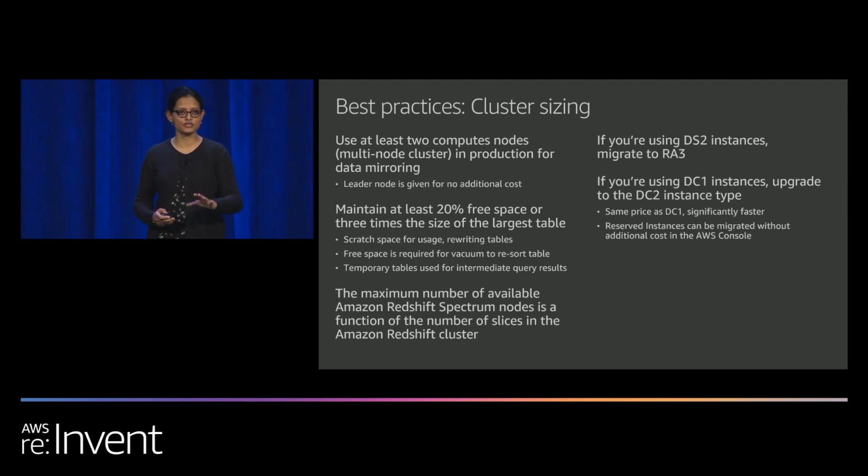If you're using DS2, consider migration to RA3 because you will get more price performance. Now with Redshift, you can do cross-instance restore. So if you have a snapshot from DS2, you can restore that snapshot directly to DC2 or RA3 or any other instance type. If you're using DC1, I would recommend you please upgrade to DC2 because DC2 provides you twice the performance and the upgrade is free of cost.